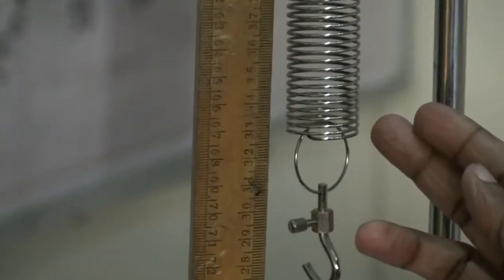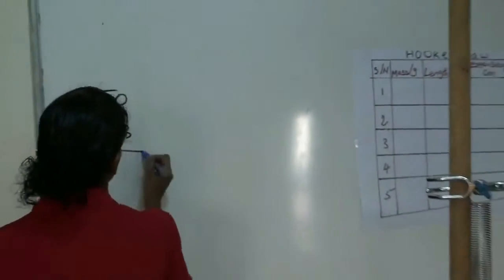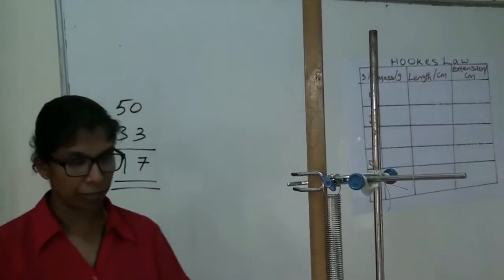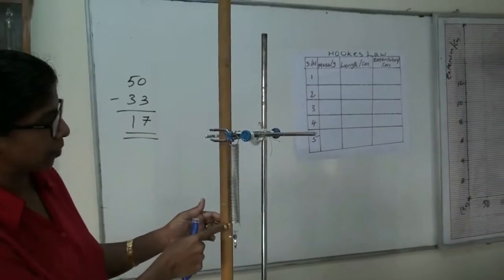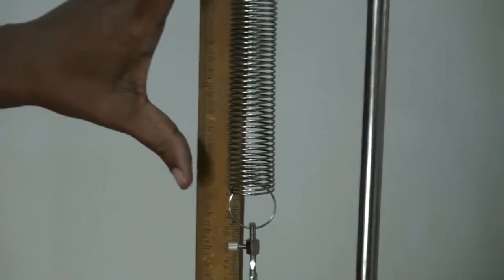Let me stand straight to the meter rule so that I avoid parallax error. The end of the spring is at 33, and the starting of the spring is 50. So from 50, if you subtract 33, you get 17 centimeter as the length of the spring. Look at the 50 and look at the 33 displayed here.